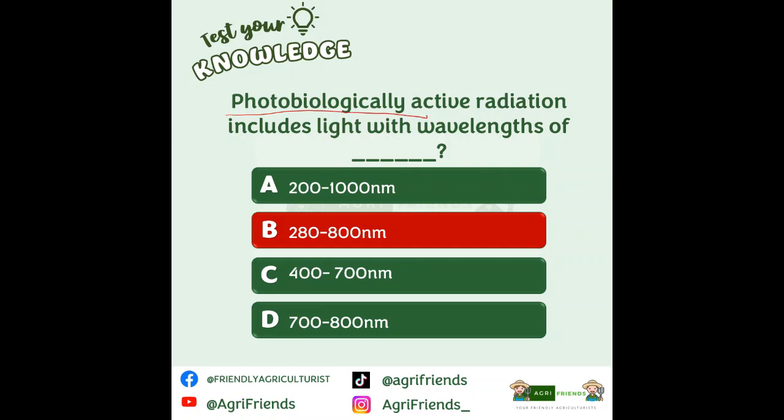So this is the wavelength of light that has effect on plant growth, whether positive or negative. 400 to 700 nanometers is the photosynthetically active radiation. 700 to 800 nanometers is the wavelength for the infrared light. And below 400, that is the wavelength for the ultraviolet lights. And UV lights damage cells and cell membranes and all organelles within the cell.